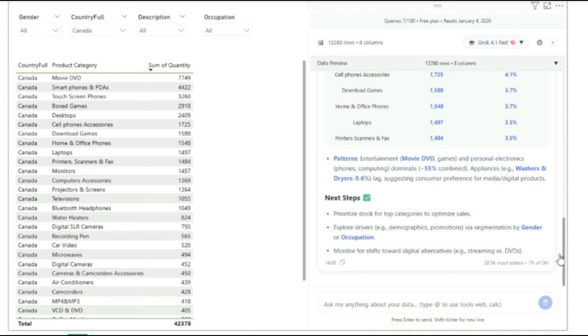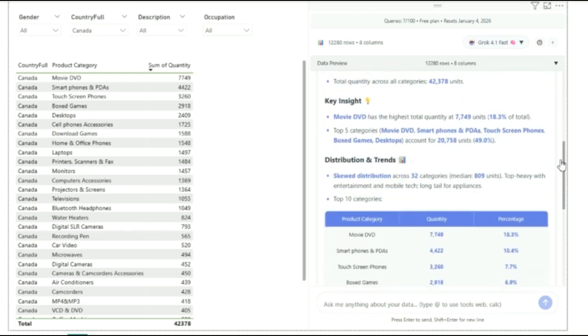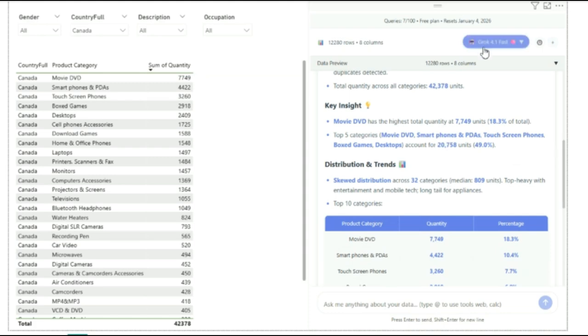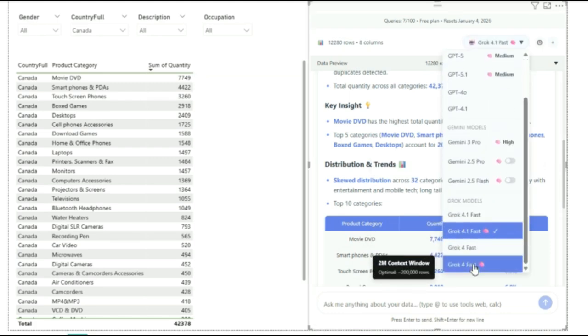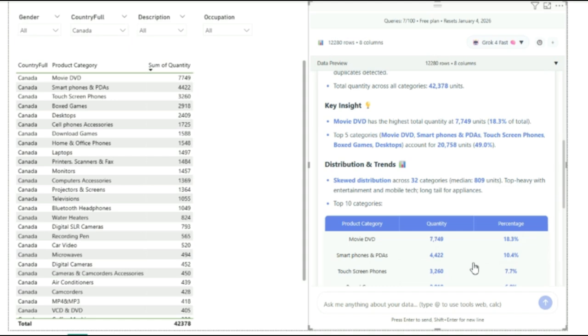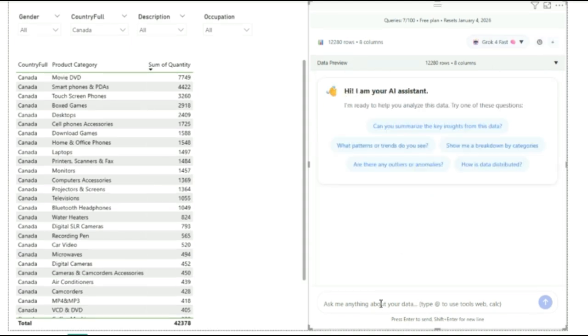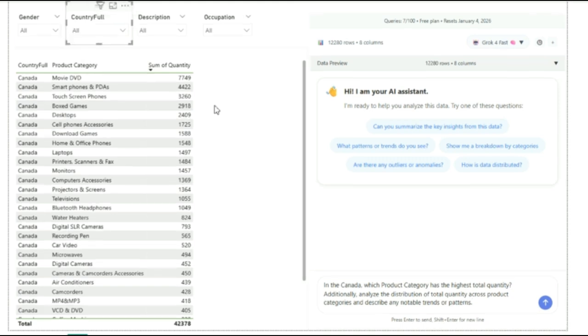Grok 4.1 Fast explains this pattern well, noting that high-volume, lower-cost items tend to drive quantity, while big-ticket items appear less frequently. Overall, the analysis is accurate, detailed, and well-structured. Now let's switch to Grok 4 Fast. To keep things fair, I start a fresh chat with no memory and ask the same question.